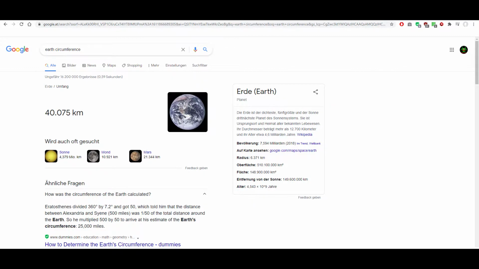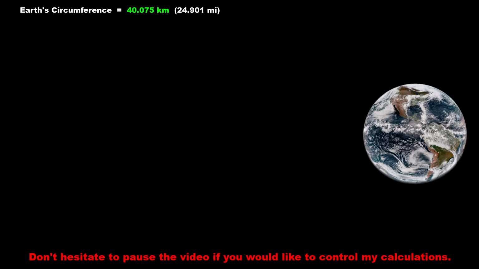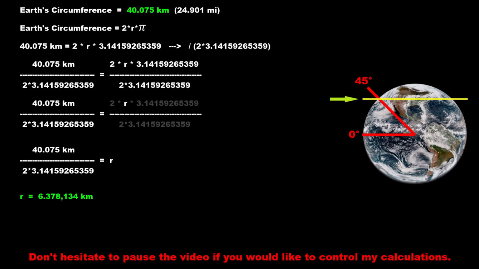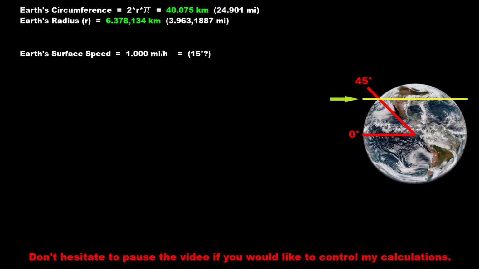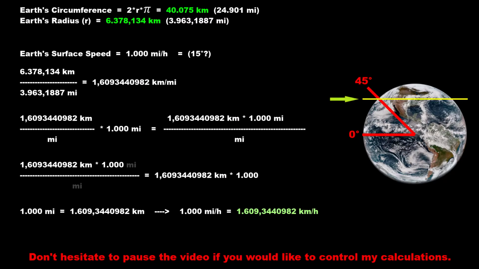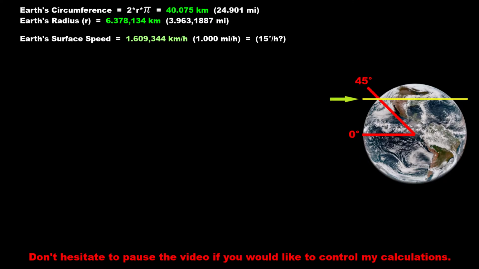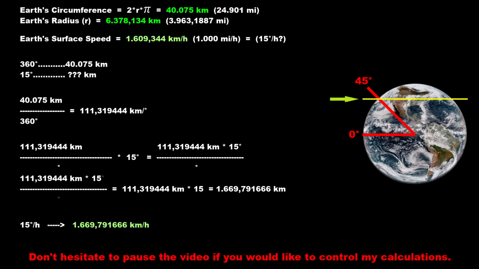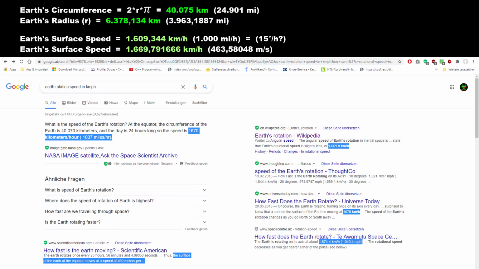Let me show you. The first thing to do is to set a goal. I want to know how fast Earth is spinning at, let's say, 45 degrees from the equator. But before that, let me quickly calculate the radius of Earth. I know I will need it. Let's see if 1000 miles per hour are 15 degrees per hour. Looks like I got it right.